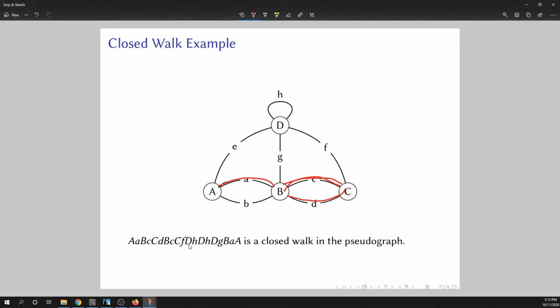then from vertex C to vertex D using edge F, and then twice around this loop again, then from vertex D to vertex B using edge G, and then finally from vertex B back to vertex A, which is where we started from, using edge A again. So that's an example of a closed walk because of the fact that we started at vertex A and ended at vertex A as well.